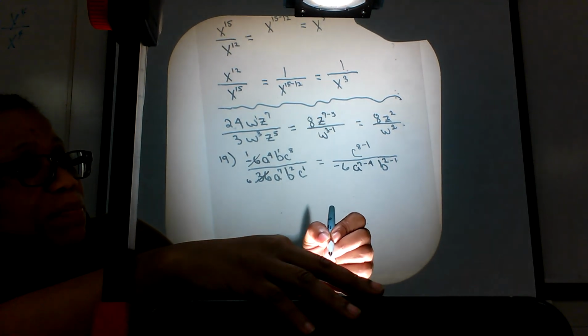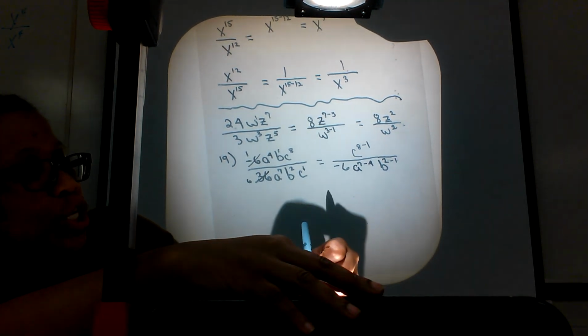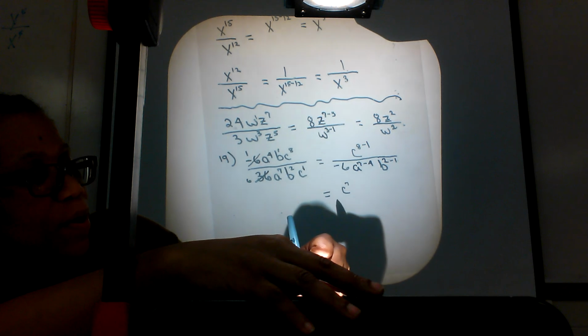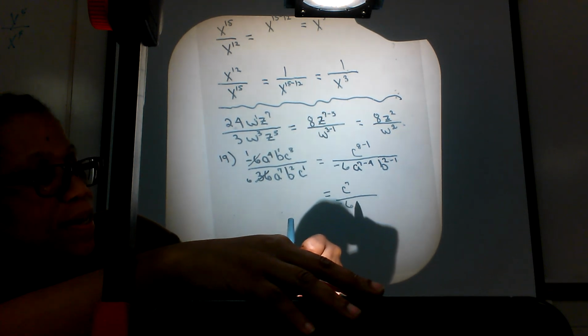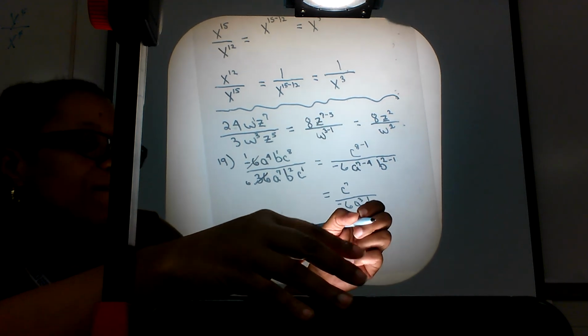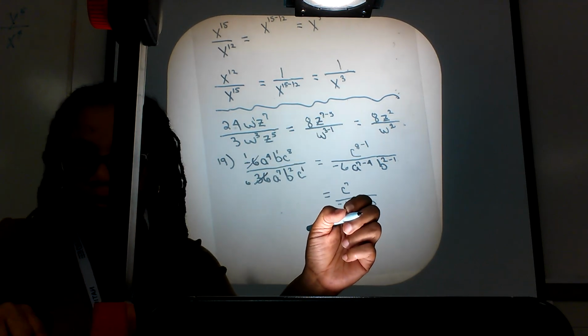Then you just clean it up. So it's going to be C to the 7th power over -6 A to the 3rd B to the 1st power. This is easy. Yeah, it is.